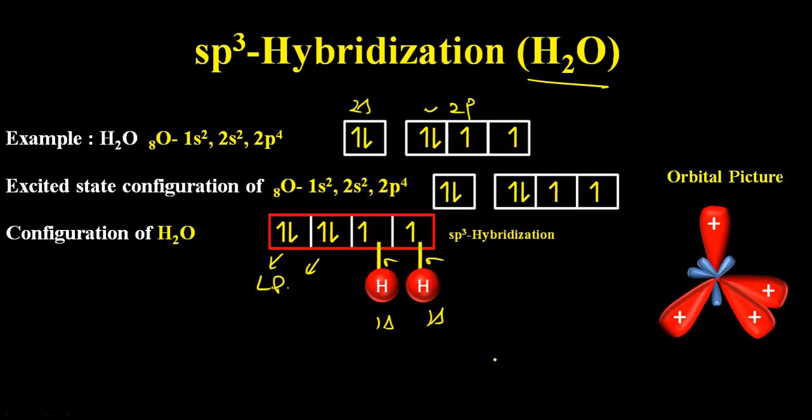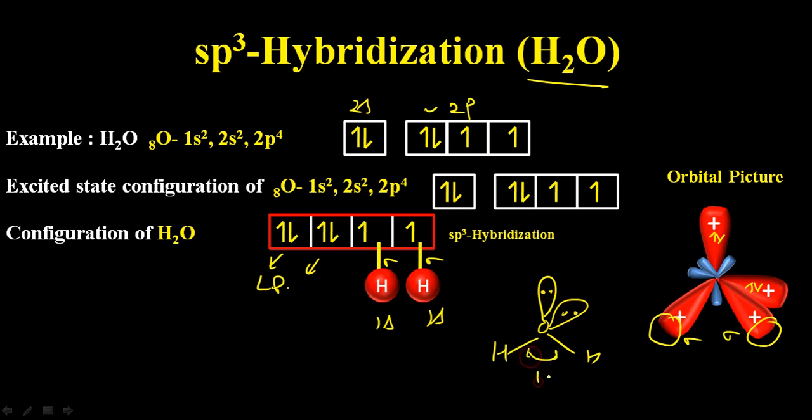So as far as the orbital picture is concerned, we have only 2 hydrogen atoms forming sigma bonds, and 2 orbitals that contain lone pairs of electrons. That's why in the case of the water molecule, we generally represent it in this way. The bond angle in the water molecule is 104.5 degrees, and the geometry is called V shape or bent or angular.